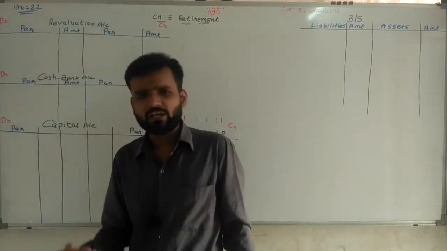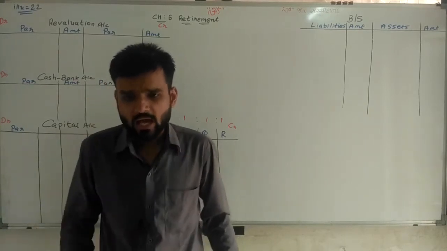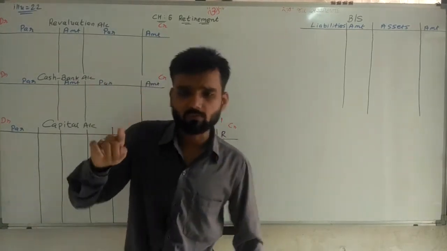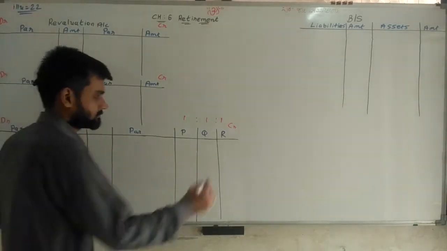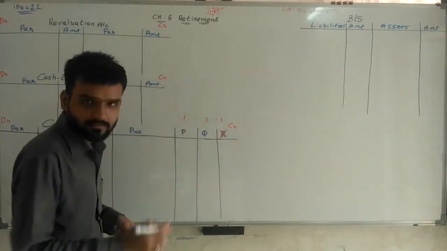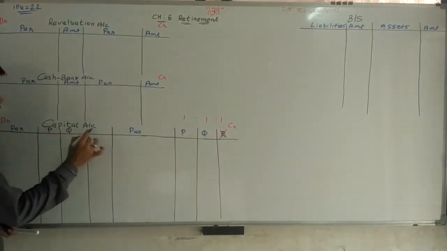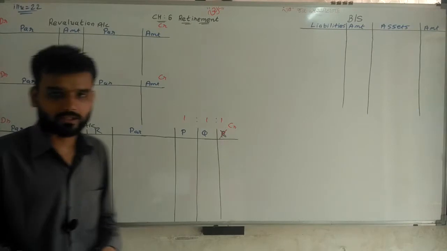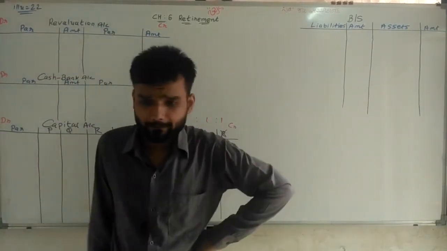First of all, reading ahead, additional information. First information: R retired on 31st March 2016. So R retired. P, Q and R are partners. Going ahead. Next one. First adjustment.